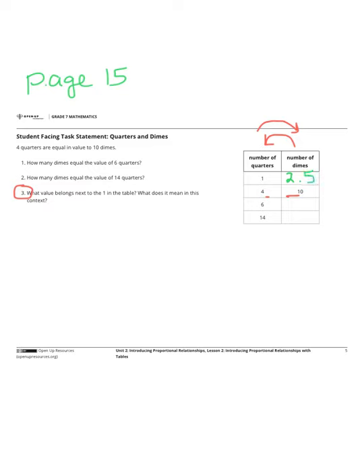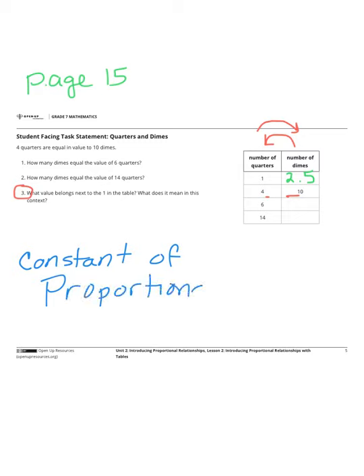That value is called something. It has a name, and that's one of the big takeaways from this lesson. That value is called the constant of proportionality. And what it means is that for every quarter, we need 2.5 dimes to make the same amount.